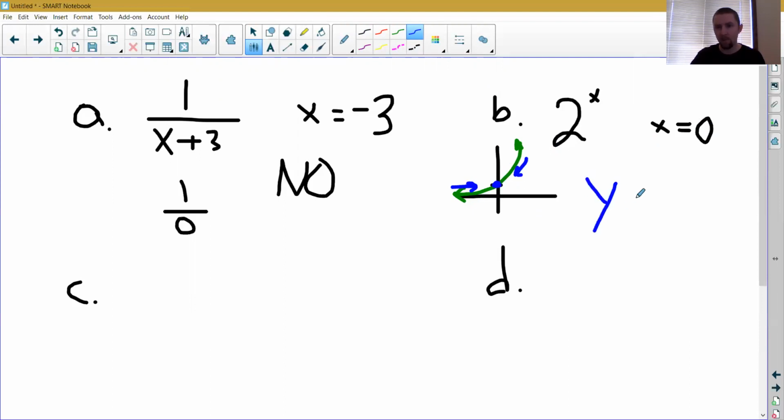So this is absolutely a yes. Okay, this is a continuous function. And actually 2 to the x is continuous for all x values, all real number x values. Every single one fits those 3 conditions. Okay, so that's a yes.